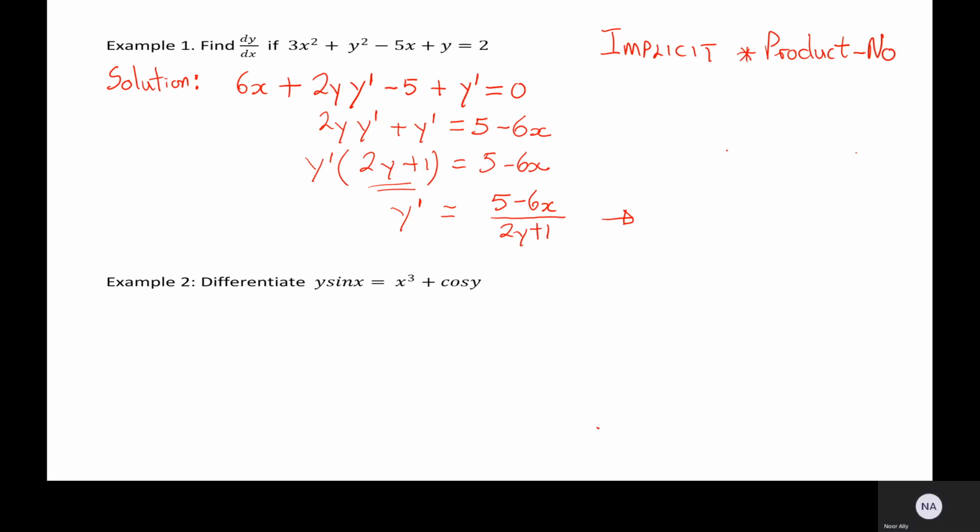Example 2. Differentiate y sin x equal to x cubed plus cos y. Again, very difficult to make y the subject of the formula, so definitely implicit, but do we have a product? Is x and y together? There you go. There's a y times a sin x. So yes, we do have a product. We're going to use the product rule in this case. So our solution.